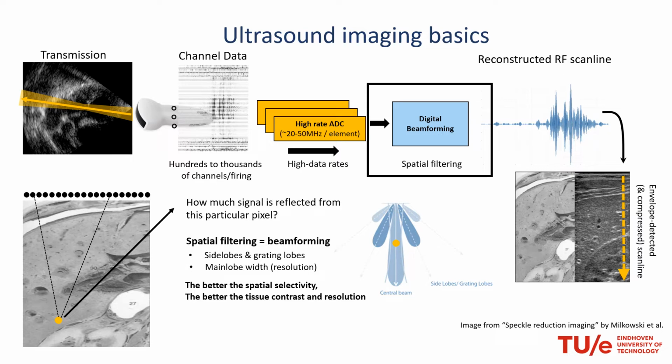right? And the better this spatial selectivity, the better you're able to get rid of the side lobes, grating lobes, and make that main lobe width as narrow as possible while being very sensitive, the better your tissue contrast and resolution. Because in the limit, if you would be able to locally probe exactly the energy that is reflected from that individual point, that is like the best possible thing you could do in pulse echo imaging.